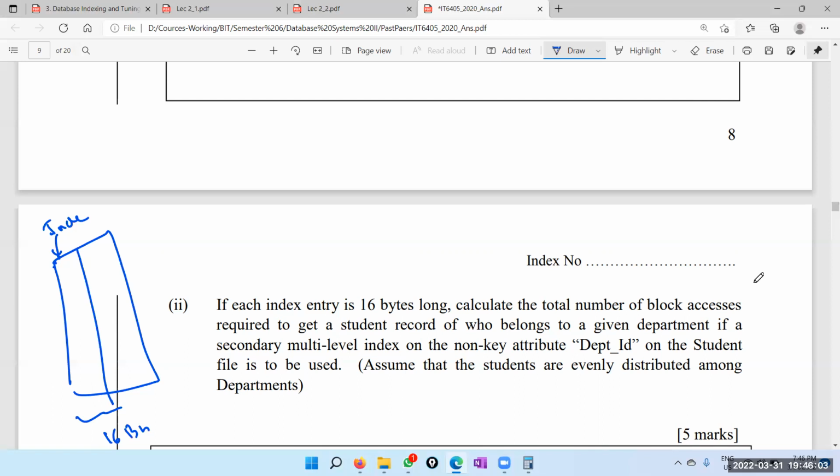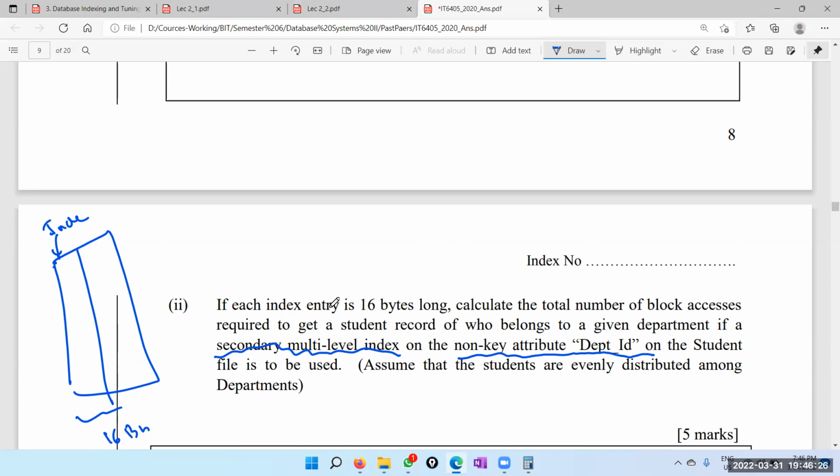I told you that secondary indexes are really good candidates for multi-level because a secondary index is dense. And now you can see its question also says secondary multi-level index, on a non-key attribute department ID. So this must be your department ID.